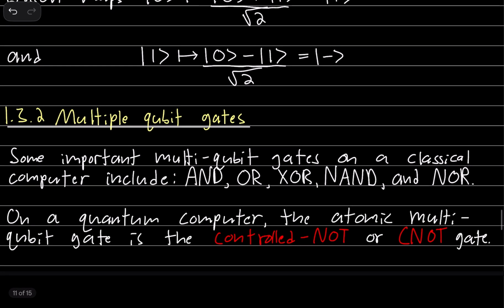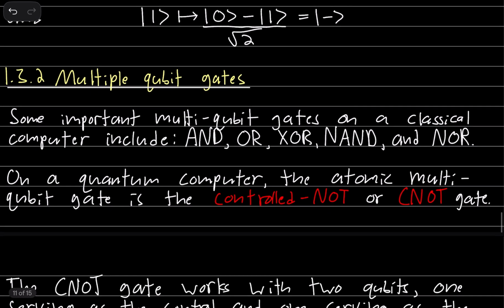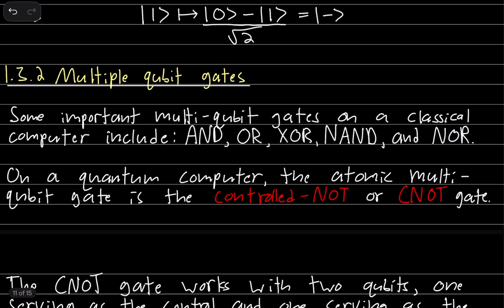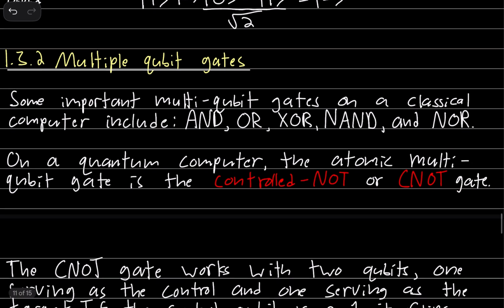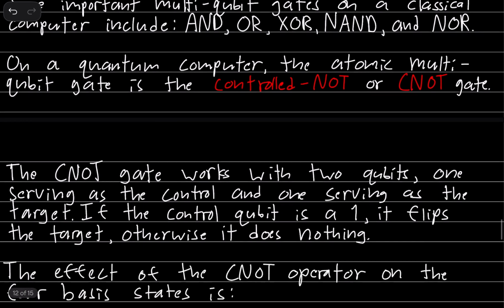So now moving on to multiple qubit gates. Some important multiple qubit gates on a classical computer include AND, OR, XOR, NAND, and NOR. And I'm sure you're familiar with these gates, right? On a quantum computer, the atomic multi-qubit gate is the controlled NOT gate, or CNOT gate. So what is this gate?